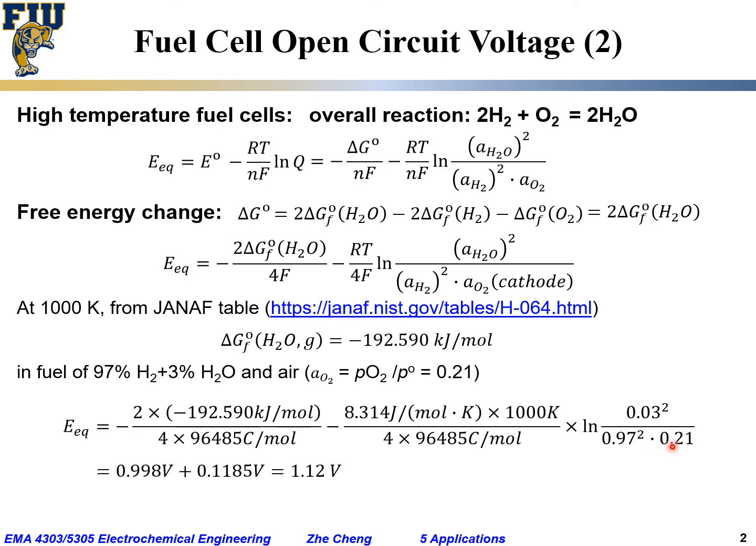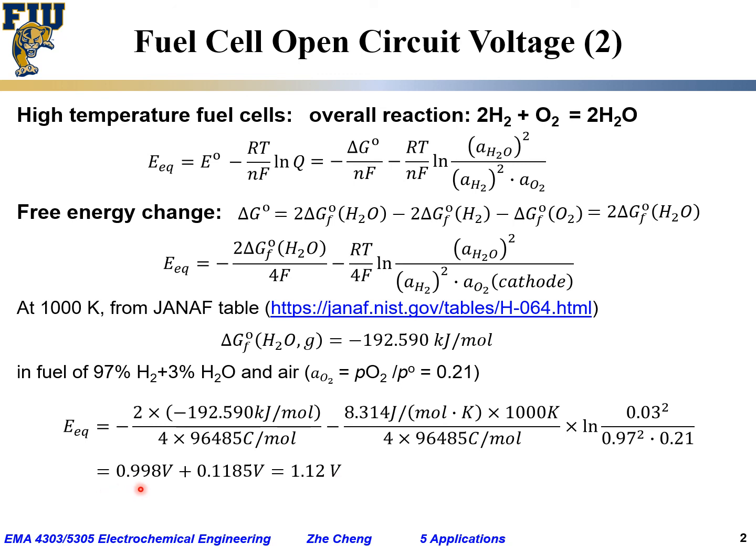And then if we plug in the numbers, we get the first term, minus becoming positive, 0.998 volt. The second term is minus, but the natural log of a number smaller than 1 is negative, so it turns out to be positive, 0.1185 volt. So then you add up, and overall the equilibrium cell potential would be 1.12 volt, which is close to the number that we got for the low temperature fuel cell.